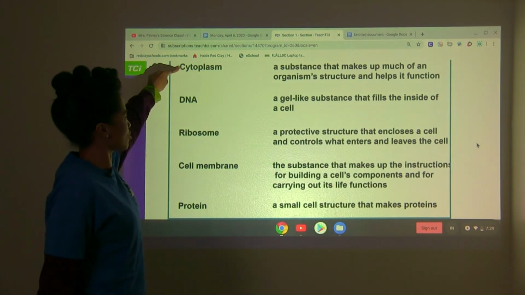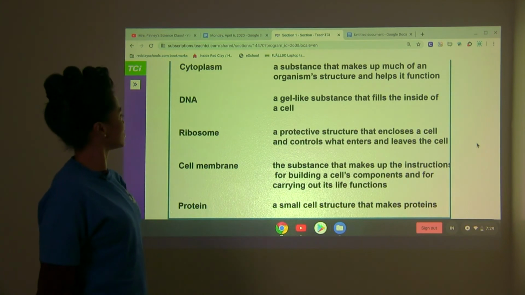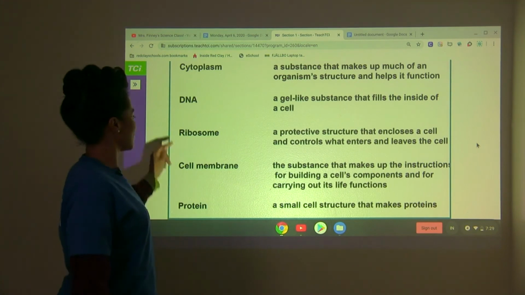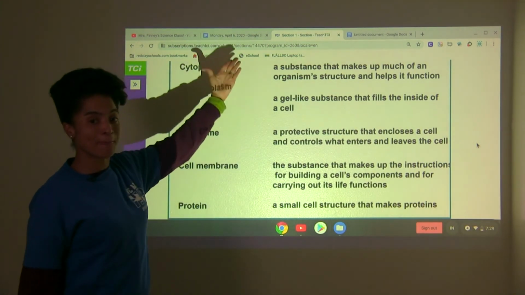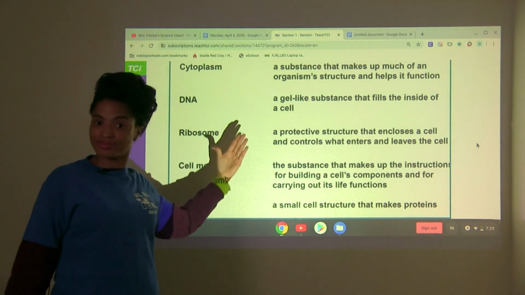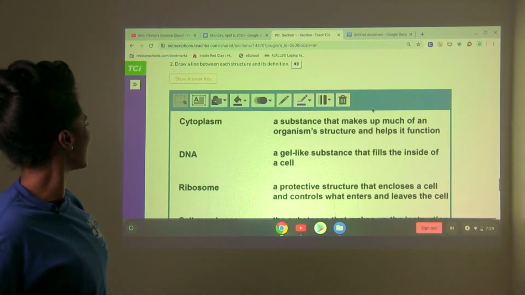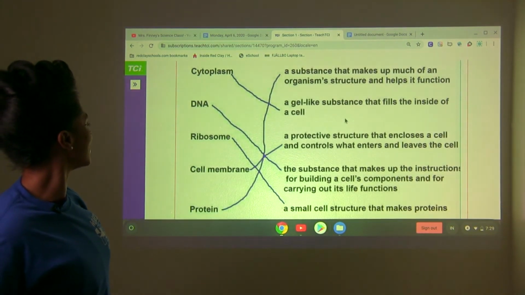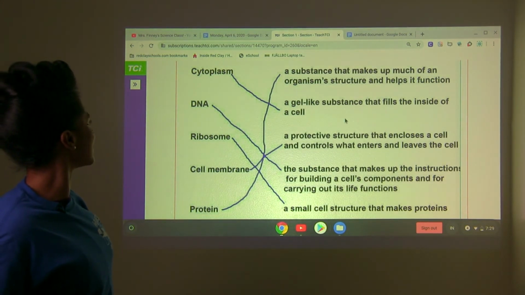Which one do you think cytoplasm connects with? What about DNA? What about ribosome? How about cell membrane? What about protein? Okay. Well, let's see if you're on track. Here we go. Here are the answers. Make sure you make these notes inside of your TCI program. All right. We're on lesson 7, section 1.